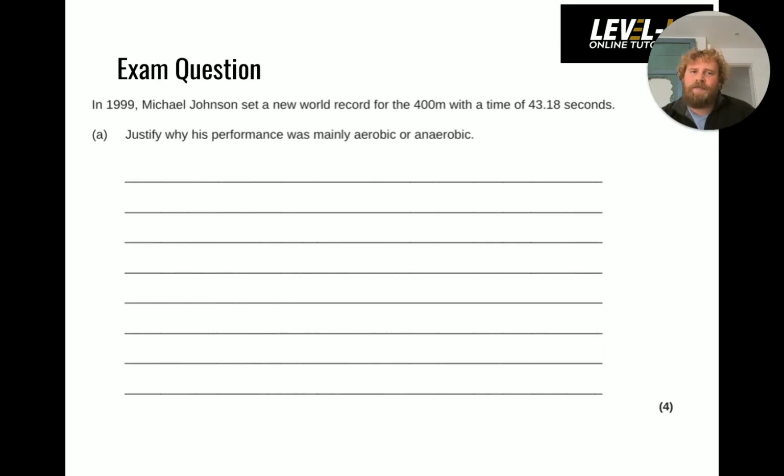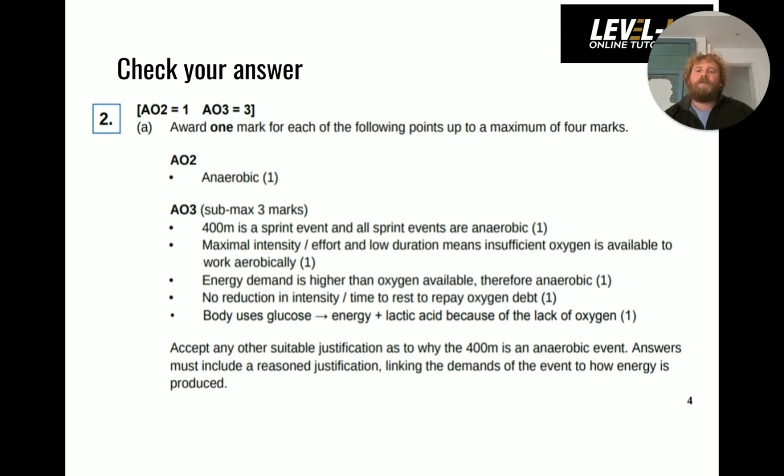Okay, so exam question. In 1999, Michael Johnson set a new world record for the 400-meter with a time of 43.18 seconds. Justify why his performance was mainly aerobic or anaerobic. So, tricky question. Very tricky question for the 400 meters. It's a 4-mark question, so let's have a look at how we would break that down. So we would look to describe that this would be using the anaerobic system. So that would be your 1 mark.